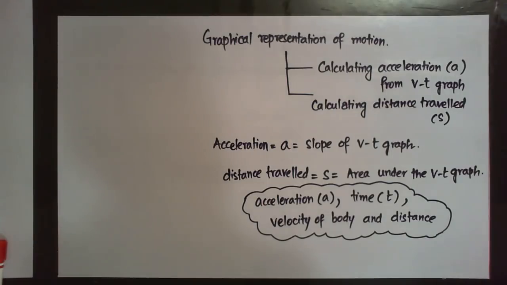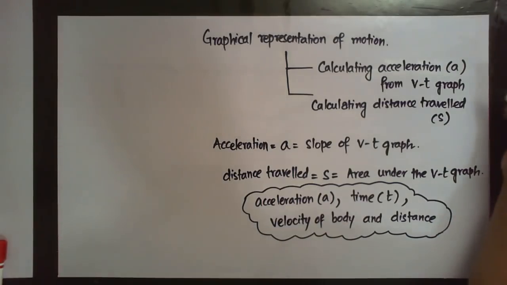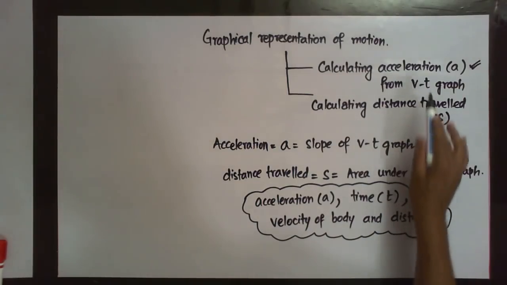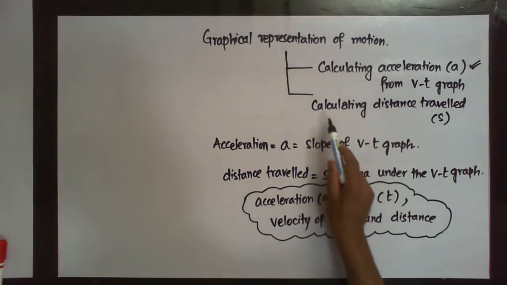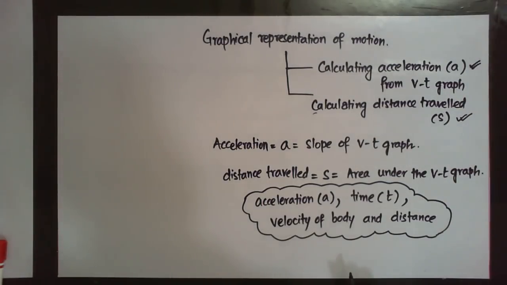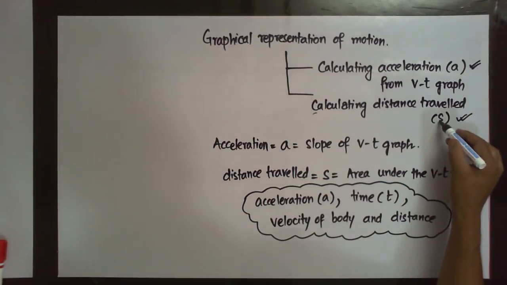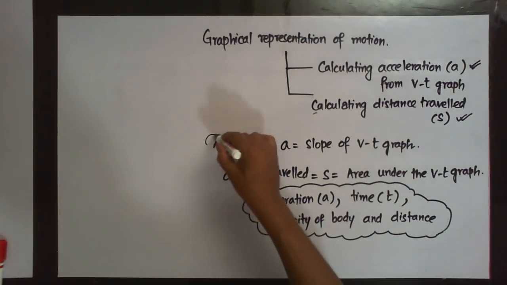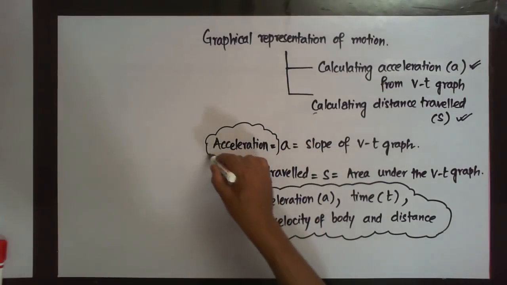In the last class we had talked about graphical representation of motion, where we talked about how to find out acceleration of the body from the VT graph. We also talked about how to calculate the distance traveled from the VT graph. Distance is represented as S. Now how to find out acceleration from the VT graph?